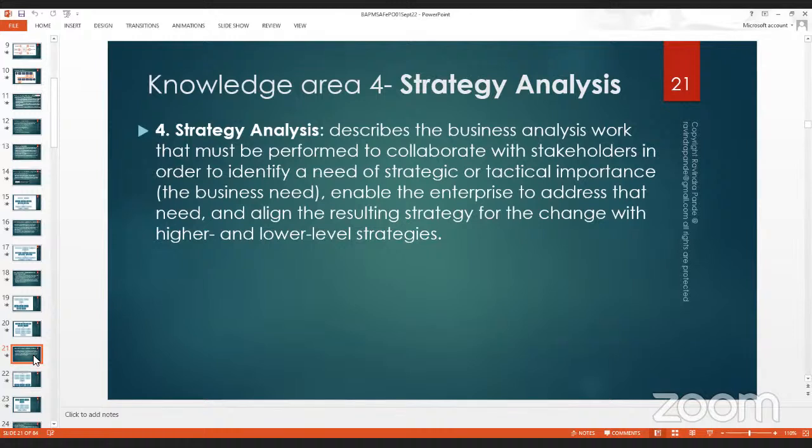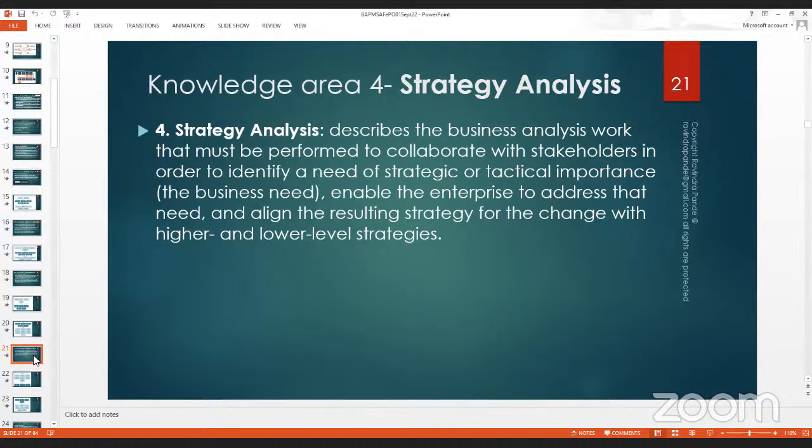All these requirements are normally included in a strategic analysis process. So strategy analysis describes the business analysis work that must be performed to collaborate with stakeholders in order to identify a need of a strategic or a tactical importance as per the business approvals, business sanctions, business need. Enable the enterprise to address that need and align the resulting strategy for the change with the higher and lower level strategies. Again, within strategies, we have a higher and lower level.